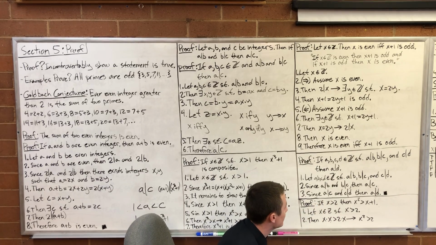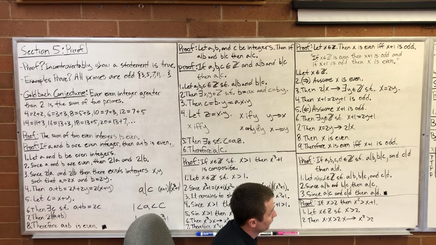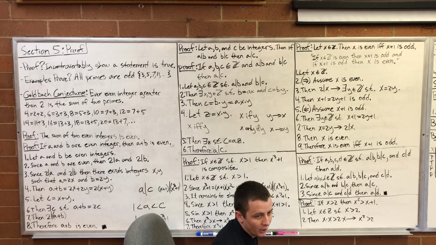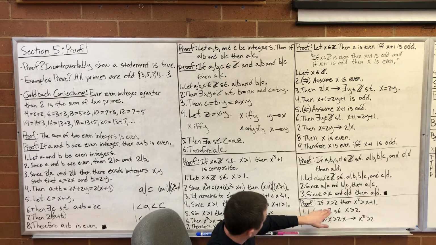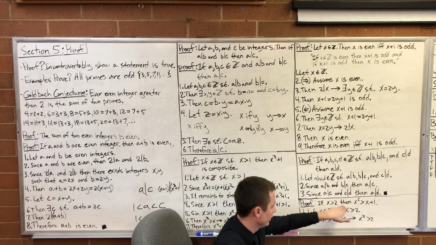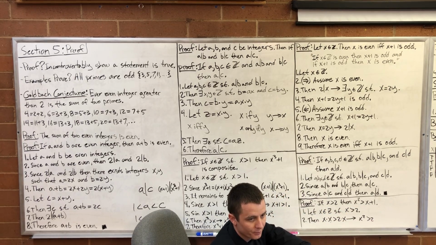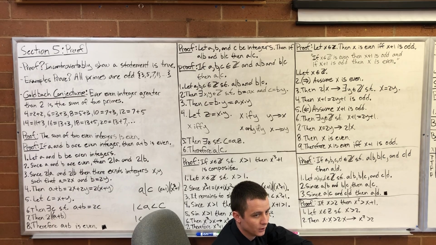Next proof. So the point in this proof is to show you how we sometimes handle strings of equations and inequalities in a proof. So we're going to prove that if x is greater than 2, then x squared is greater than x plus 1. Understand what we're trying to prove? Yep. All right.